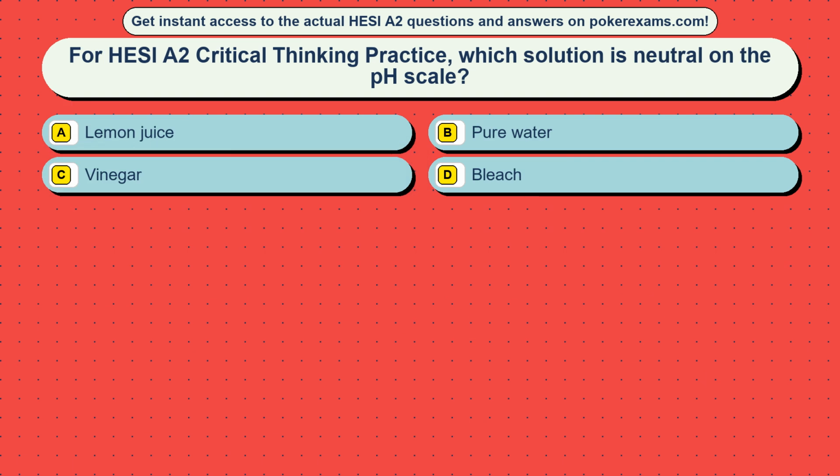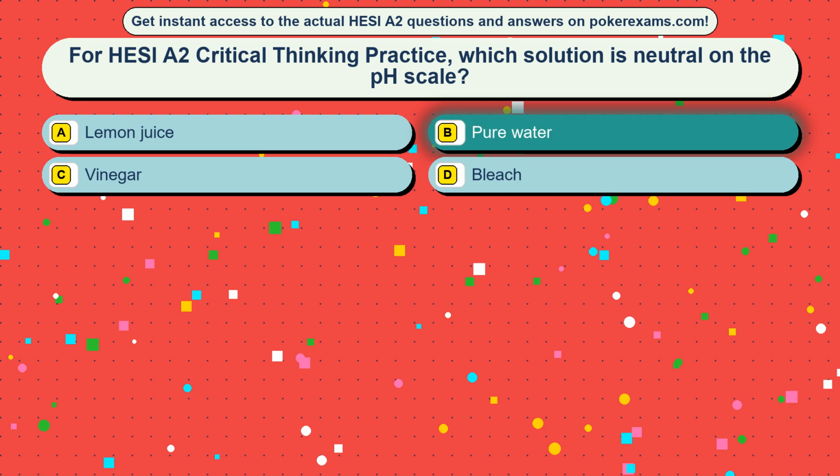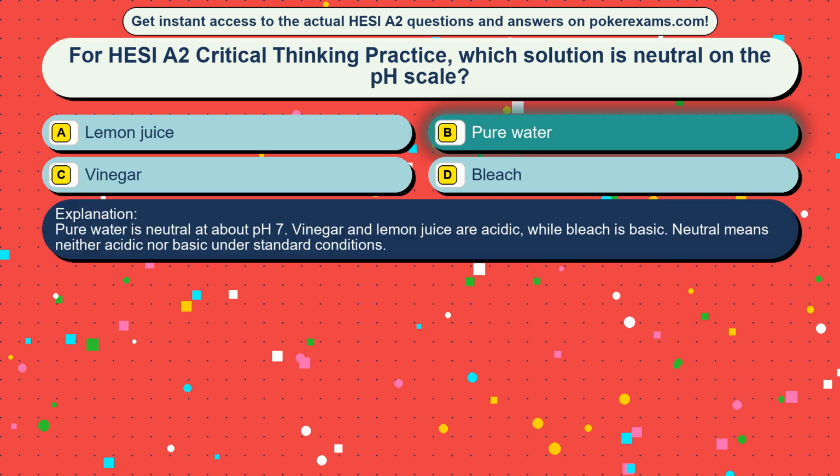Question 32. For HESI A2 critical thinking practice, which solution is neutral on the pH scale? Option A, lemon juice, option B, pure water, option C, vinegar, option D, bleach. The correct answer is option B, pure water. Pure water is neutral at about pH 7. Vinegar and lemon juice are acidic, while bleach is basic. Neutral means neither acidic nor basic under standard conditions.